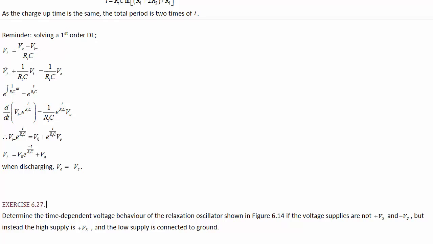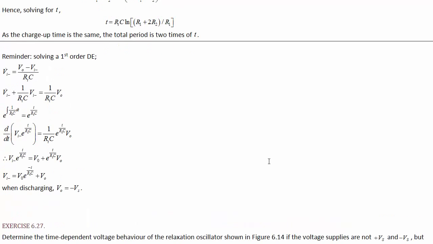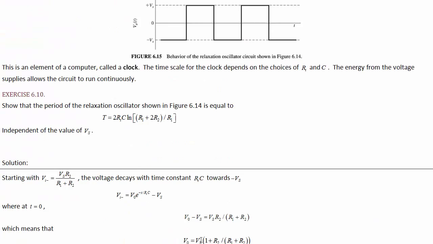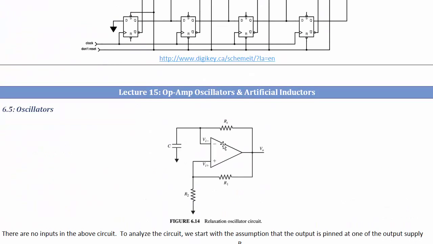Exercise 6.27, determine the time-dependent voltage behavior of the relaxation oscillator, shown in 6.14, if the supply voltages instead of positive Vs and negative Vs are positive Vs and ground. So if instead of hooking up this op-amp to plus Vs and negative Vs, we hook it up to plus Vs and 0, then how does this behave?